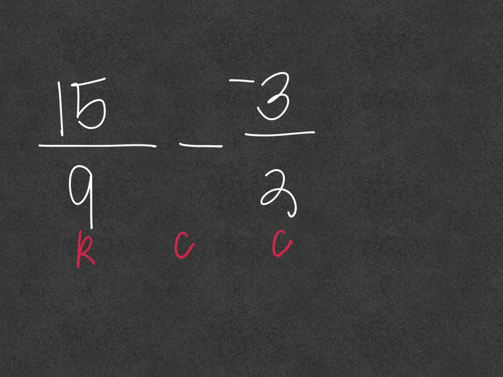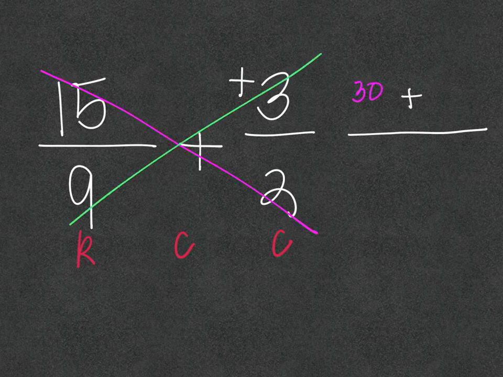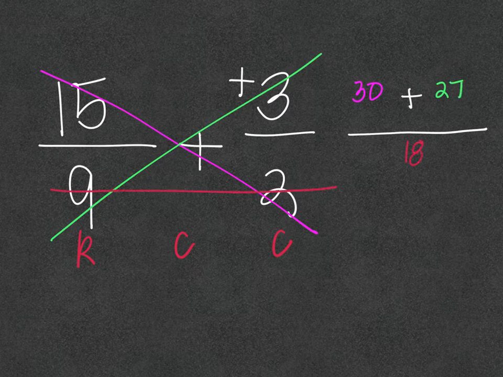So another one here with keep, change, change. This time we happen to have a negative in the second number. So when we add the opposite, now we've turned it into a positive plus a positive. So let's set up our format here. So our first step, 15 times 2, which is 30. Our second, 3 times 9, which is 27. And our third, 9 times 2, which is 18.